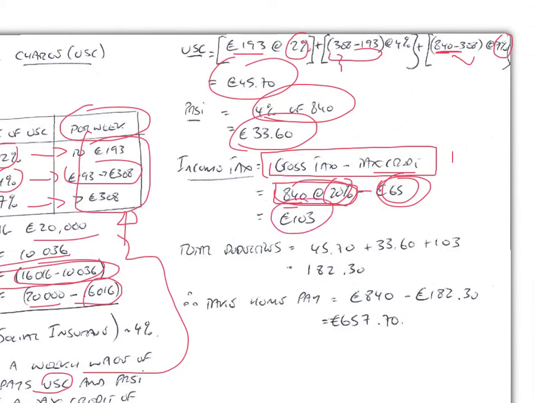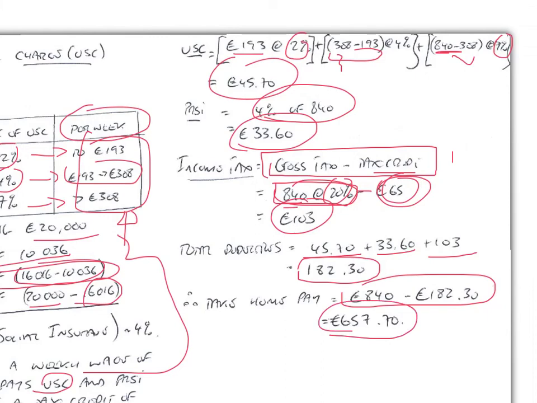So his total deductions are his USC, his PRSI, and his income tax. So he's paying out 182.30. So his take home must be 840 minus that, 657 euros and 70 cents.